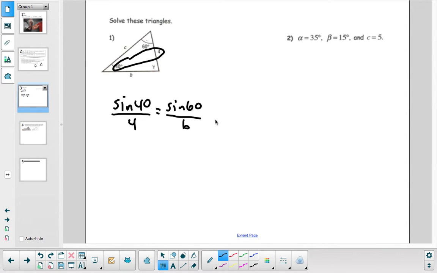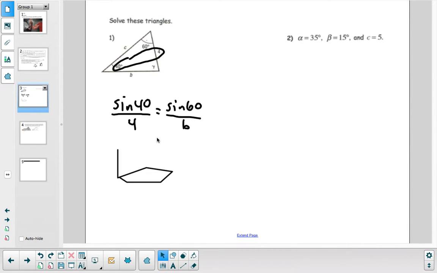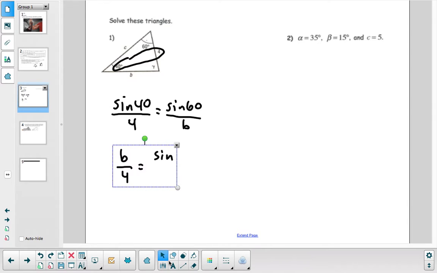And B. And you just need to solve for B. So solving for B, I'm going to multiply by B, divide by sine of 40. I have this so far.